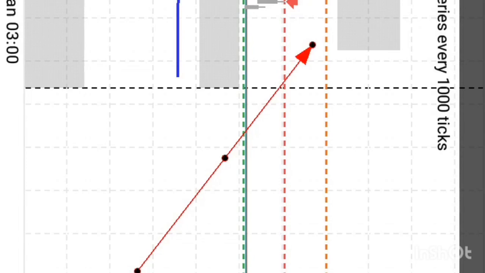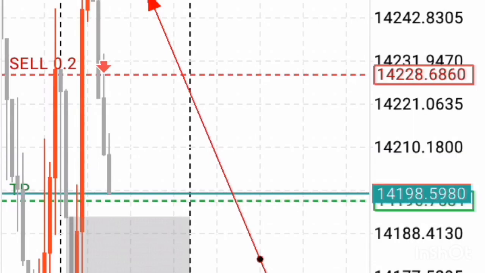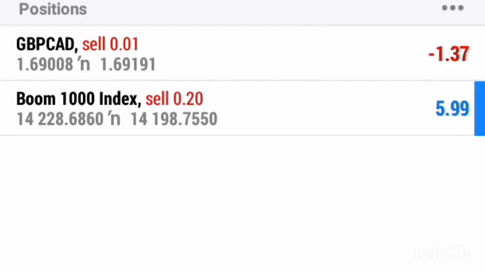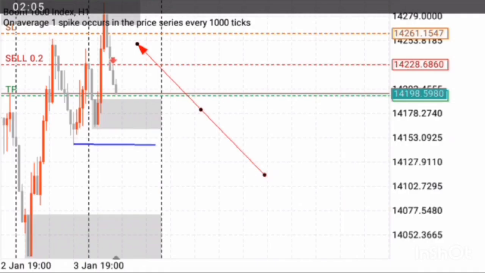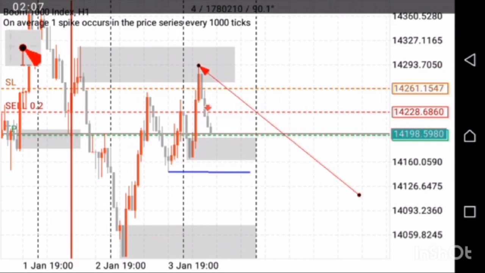Let me show you. I entered late, so I used a small lot size. Here it is, almost $6 here. I entered with a very small lot size because I should have entered the trade around here, but I saw the entry very late. I put my stop loss.